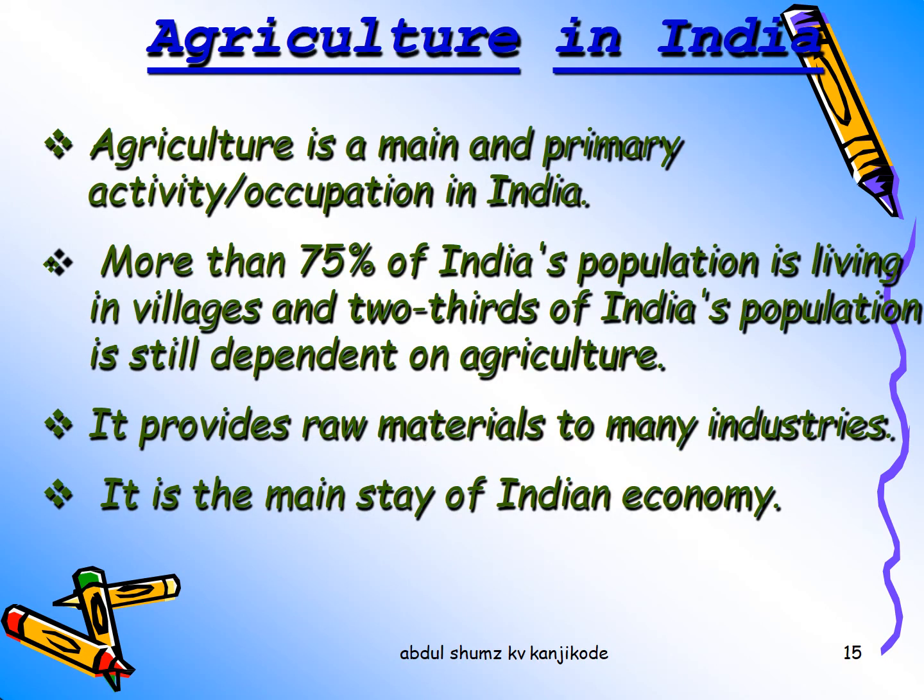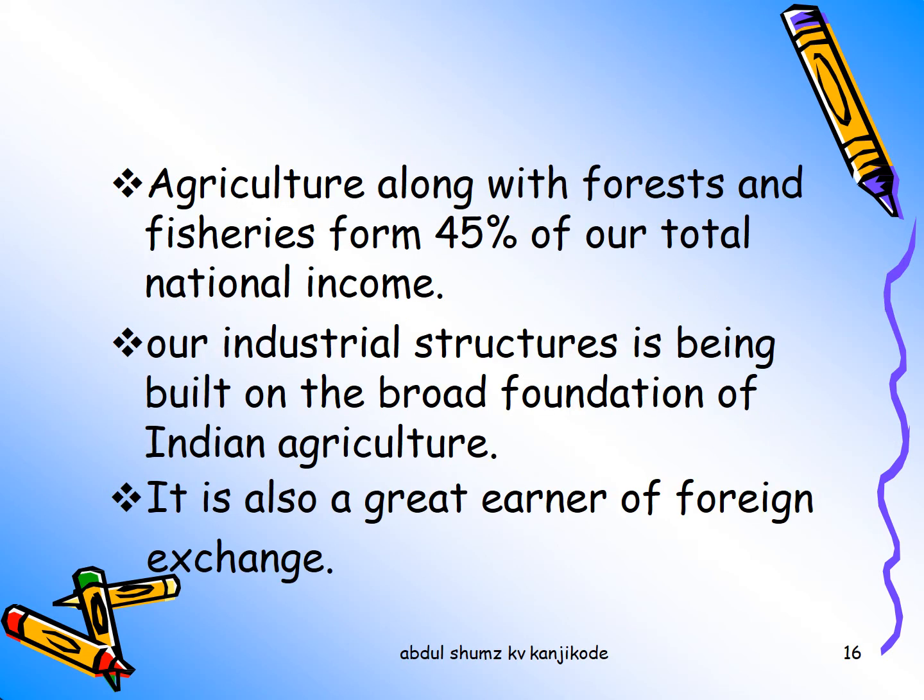Agriculture is the main and the primary activity in India. More than 75% of India's population is living in villages, and two-thirds of India's population is still dependent on it. It provides raw materials and it is the mainstay of the Indian economy. Agriculture, along with forest and fisheries, forms 45% of our total national income. Our industrial structure is being built on the broad foundation of Indian agriculture, and it is also a great earner of foreign exchange.